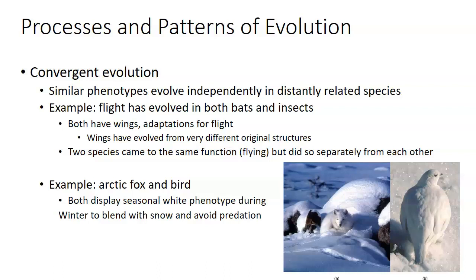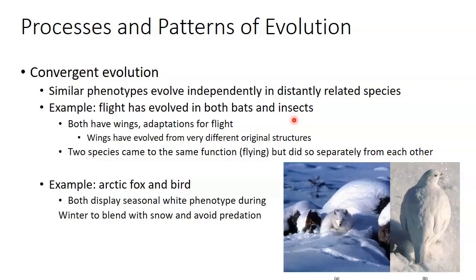So here's some examples. Let's look at flight. Flight has evolved in both bats and insects. And although both of these belong to the kingdom Animalia, they are really distantly related species. What do they have in common? They both have wings. Now, their wings may not look exactly alike, but both the wings of a bat and the wings of an insect are adaptations for flight. These wings, again, don't look alike. They've evolved from very different original structures. But in both of these, they have the same exact function, flying. They evolved, though, independently of each other. So this is convergent evolution.